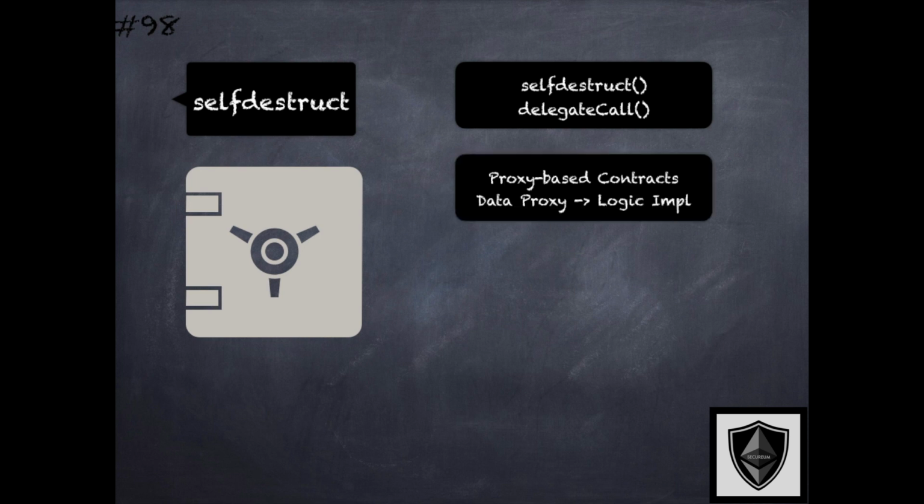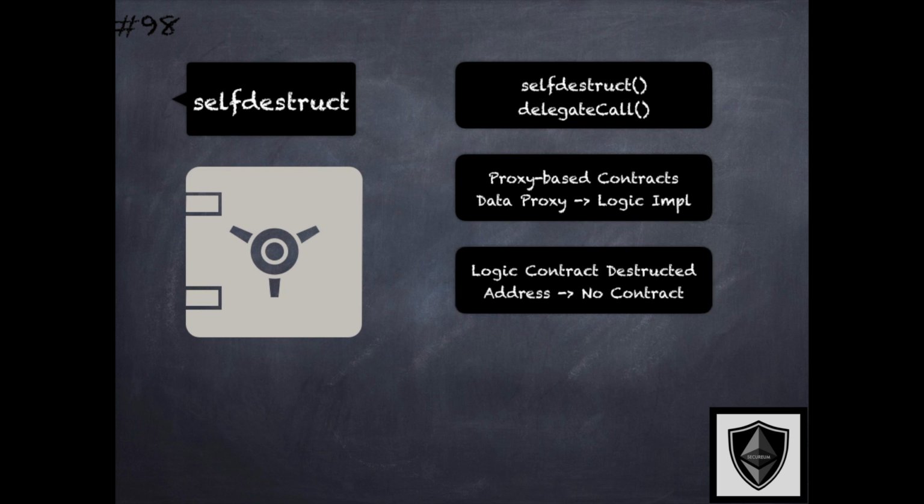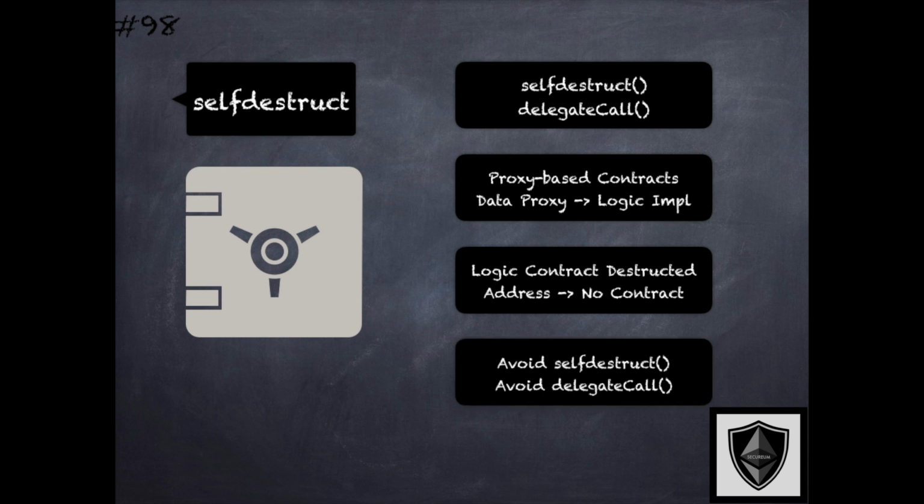Another security pitfall related to proxy-based contracts is the use of self-destruct or delegate call in such contracts. If a data proxy calls a logic implementation contract that has a self-destruct call in it, then that logic contract would end up getting destroyed, and thereafter all such calls to that logic contract will end up delegating calls to an address without any code. Similarly, the use of delegate call may also cause issues because the logic implementation really works with the state of the data proxy. So the best practice is to avoid entirely the use of self-destruct or delegate calls with proxy-based contracts.